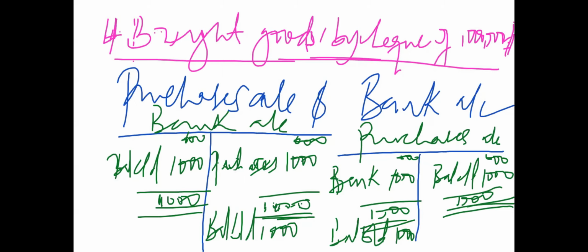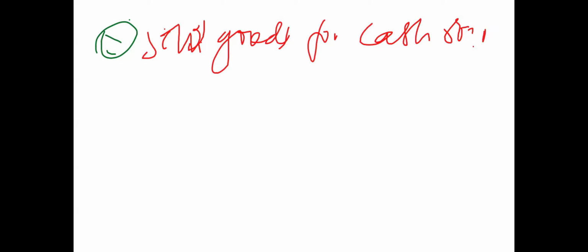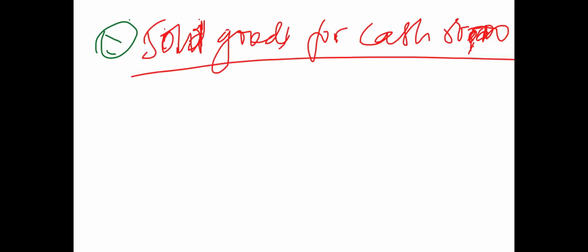So the next transaction, number 5, is all about... they are saying they sold goods for cash, and the amount is 800,000. Sold goods for cash and the amount is 800,000. So we need to identify two accounts.